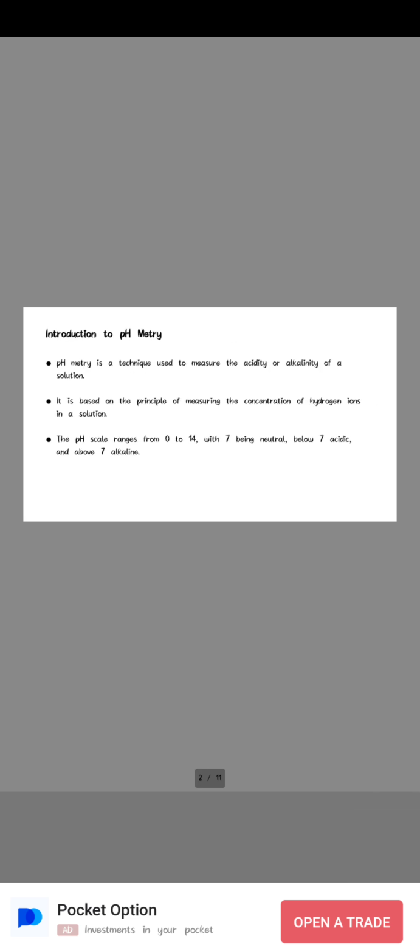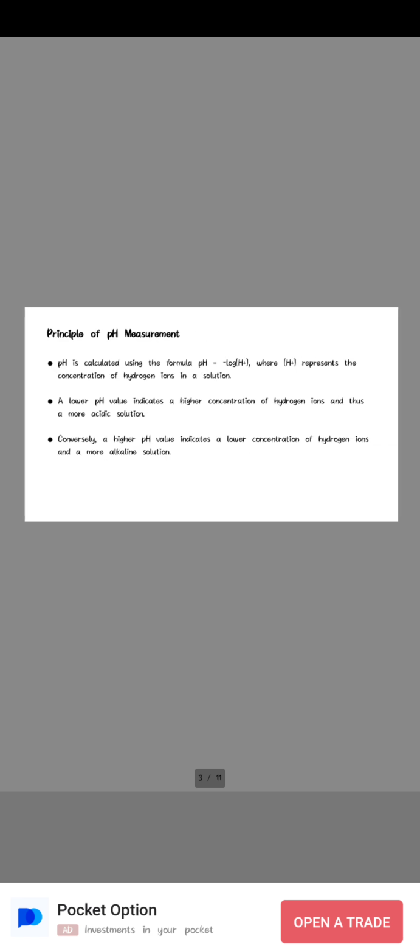Principles and applications of pH metry. Introduction of pH metry. pH metry is a technique used to measure the acidity or alkalinity of a solution. It is based on the principle of measuring the concentration of hydrogen ions in a solution. The pH scale ranges from 0 to 14, with 7 being neutral, below 7 acidic, and above 7 alkaline.